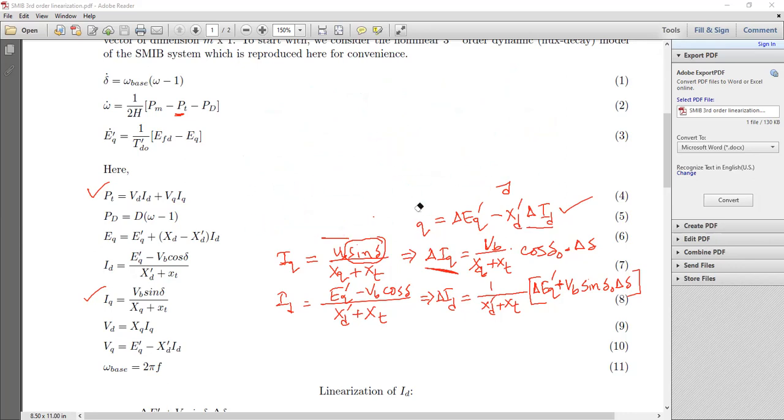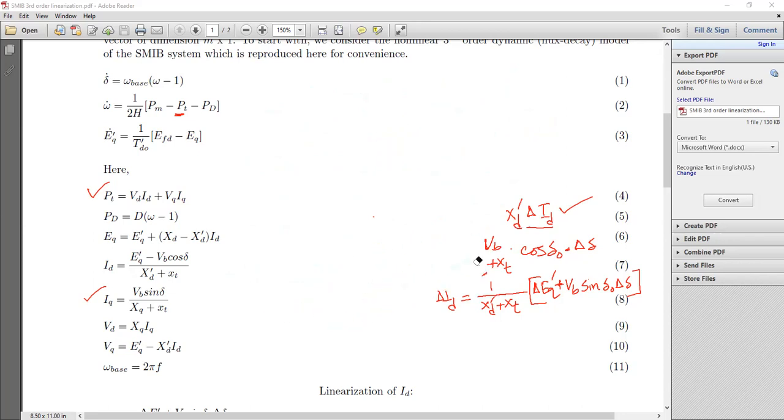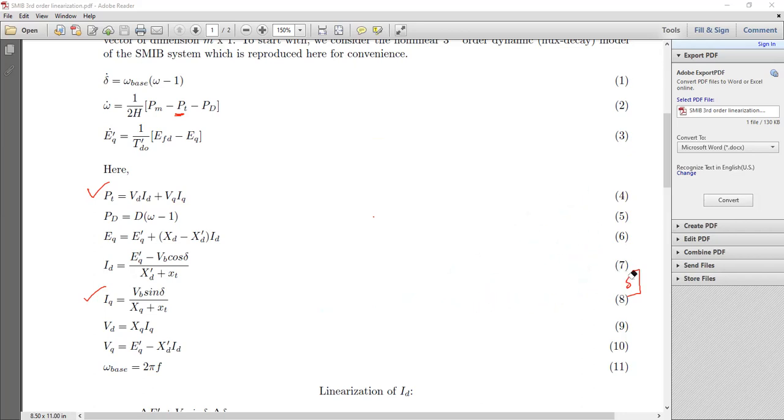So we are done with the parts required to express PT. You see, we have expressed VD in terms of del VD in equation 4. We have expressed ID in terms of del ID. We have expressed VQ in terms of del VQ, and we have expressed IQ in terms of del IQ. So if I replace all of those now into this expression, I can get del PT. Okay, so this is more or less done.